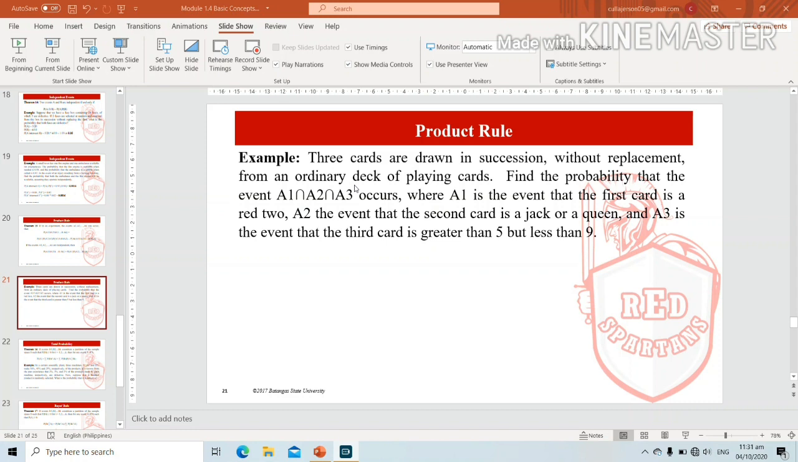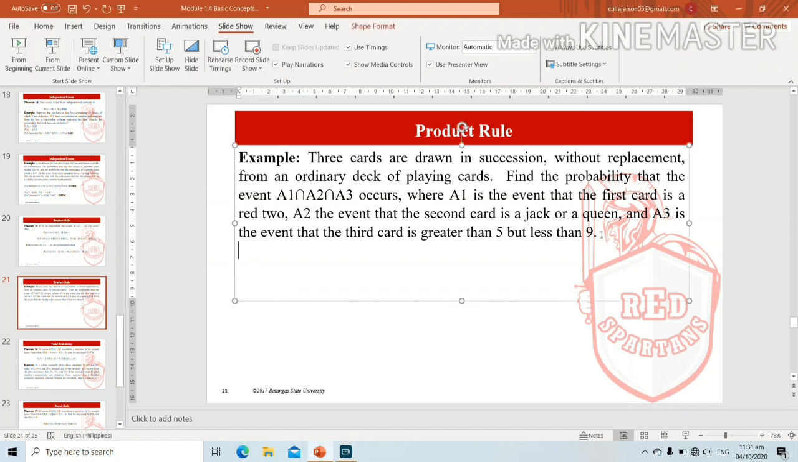For example, 3 cards are drawn in succession without replacement from an ordinary deck of playing cards. So, find the probability that event A sub 1 intersect A sub 2 intersect A sub 3 occurs where A sub 1 is the event that the first card is a red 2, A2 is the event that the second card is a jack or a queen, and A3 is the event that the third card is greater than 5 but less than 9. So, kunin muna natin yung mga probability.